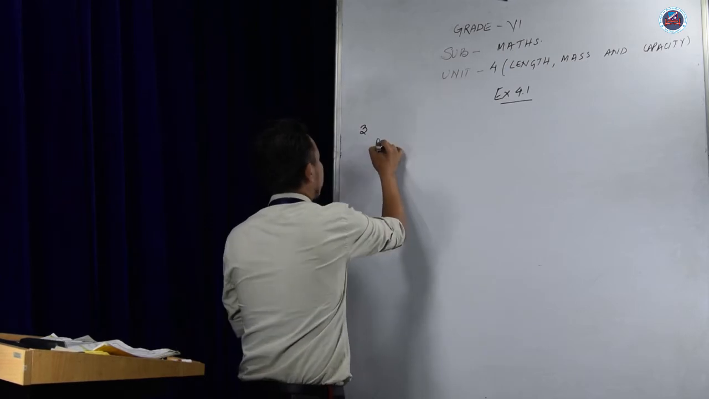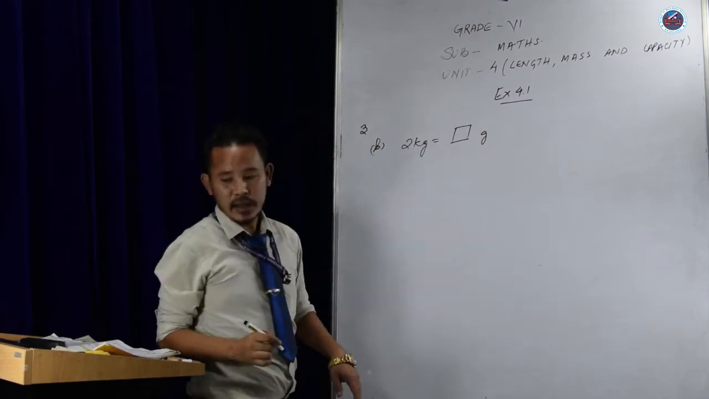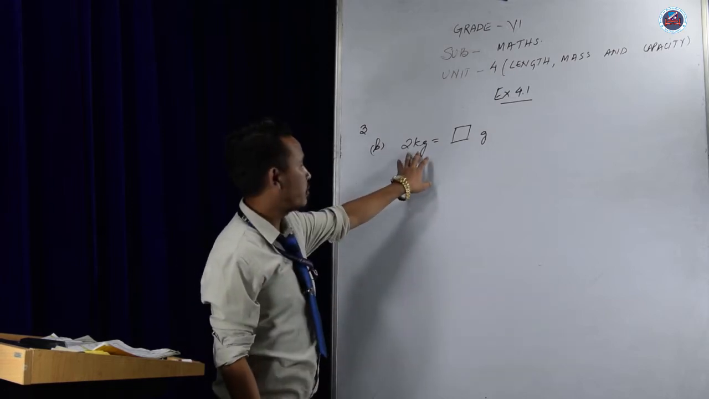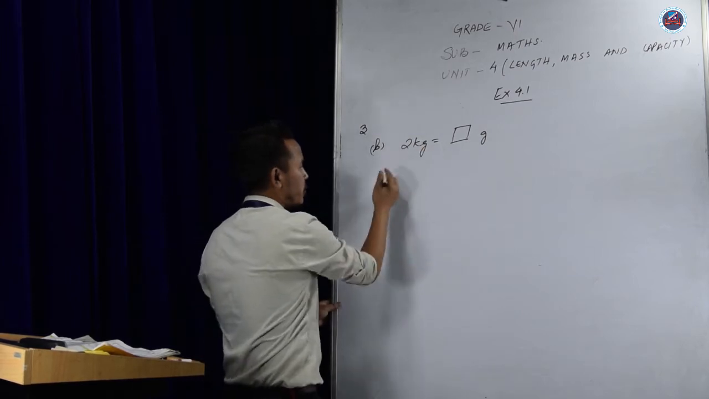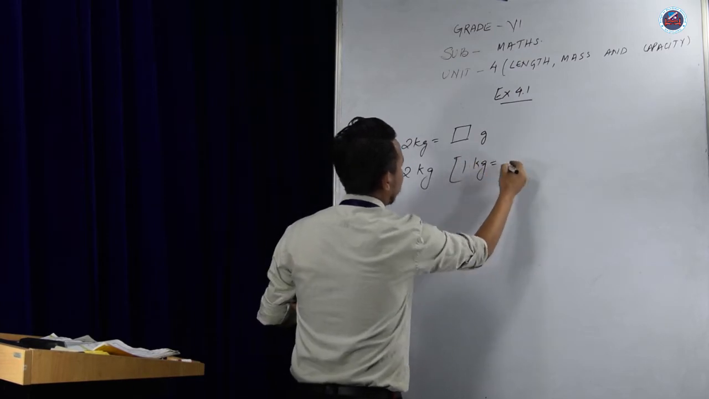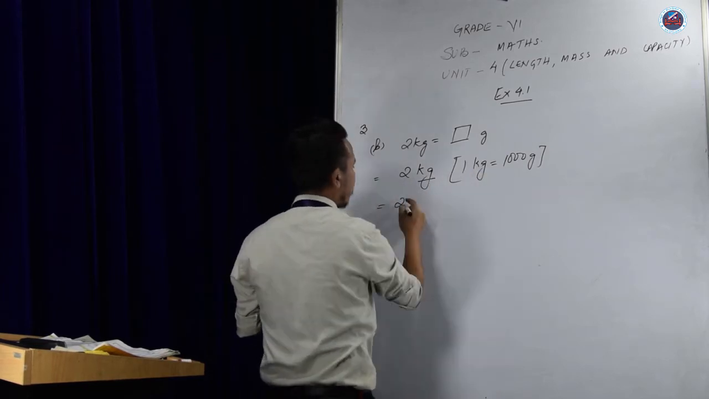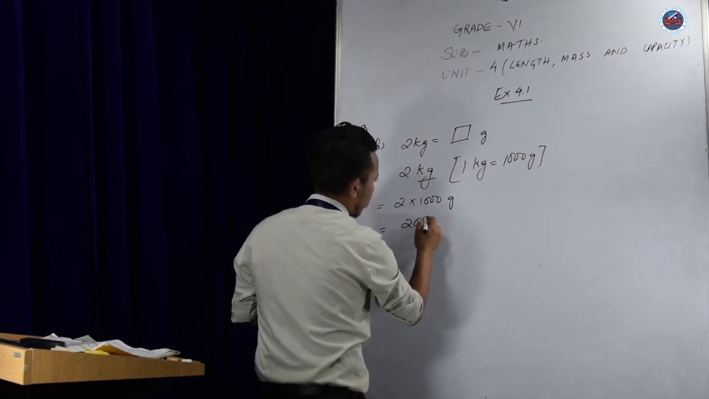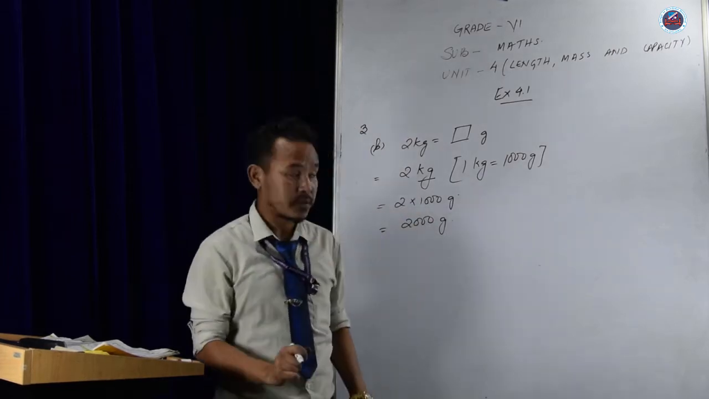Number B, that is 2 kg equals to. So we are asked to convert this kilogram into gram. Now, bigger unit to smaller unit, what we do is we multiply. Very simple as that. So I will take this 2 kilogram here. We know 1 kilogram is equivalent to 1,000 grams. So in place of this kilogram, I can write 1,000 grams. So when I multiply 2 into 1,000, we get 2,000 grams. That means 2 kilogram is equivalent to 2,000 grams.